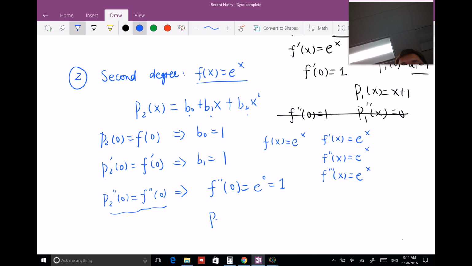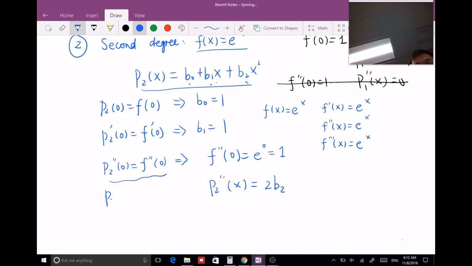Then what about P2, the polynomial function's second derivative? If you take the second derivative, the constant term goes to 0, the linear term goes to 0, and you only have the highest degree term remaining. So it's 2b2. Because P2 first derivative equals derivative of b0 is 0, derivative of b1x is b1, derivative of b2x² is plus 2b2x. And you continue to take the derivative again, the second derivative of P2 is 2 times b2.